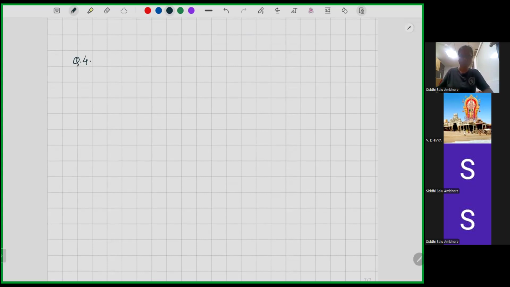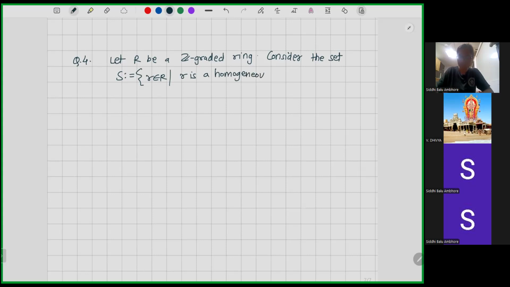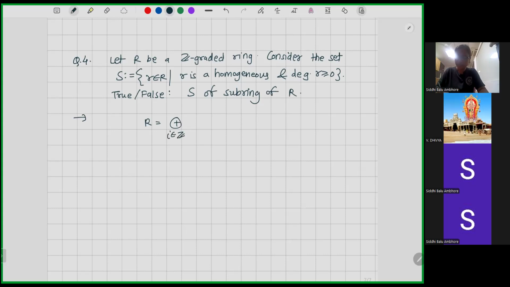This question 4: let R be a Z-graded ring. Consider the set S of elements r in R such that r is homogeneous and degree of r is greater than or equal to 0. Then, true or false: S is a subring of R. Okay, so we are given that R is this Z-graded ring, the direct sum over i in Z of R_i.